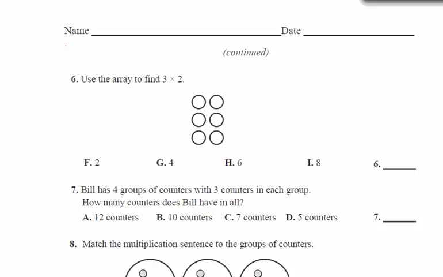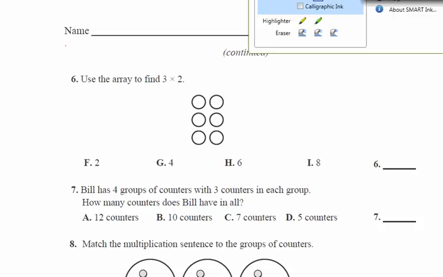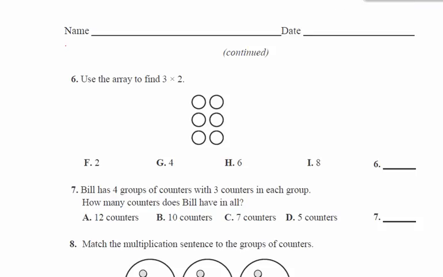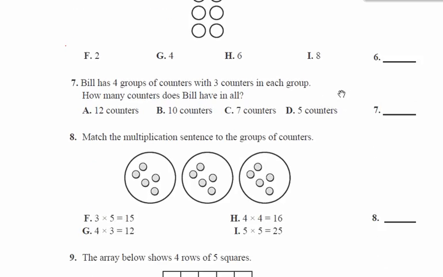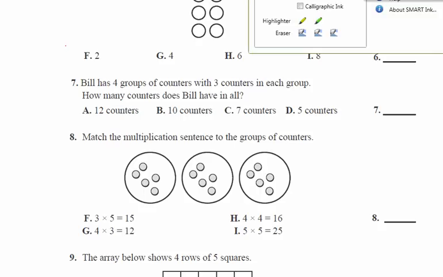Look at 6. It says use your array to find 3 times 2. Well, if you don't know what 3 times 2 is, what's another way I can find it out? Count all the circles, huh? Yes. All right, look at 7. Oh, by the way, this is multiplication review, right? Yes. So what would be my multiplication sentence for number 7?